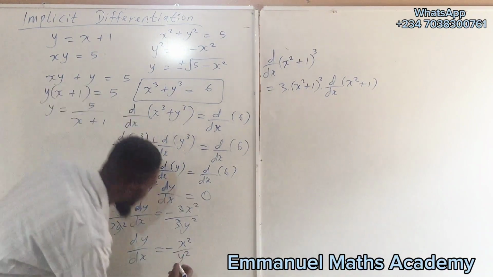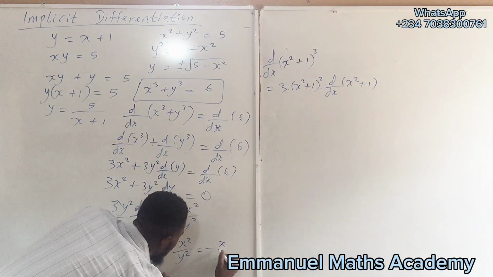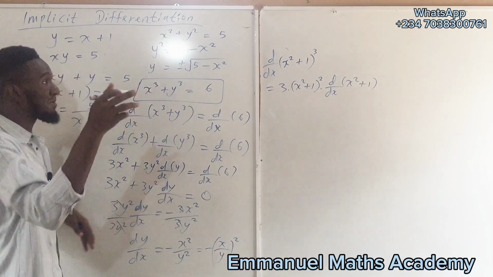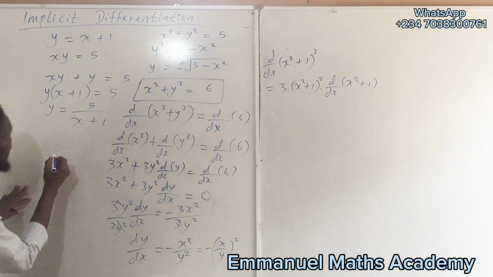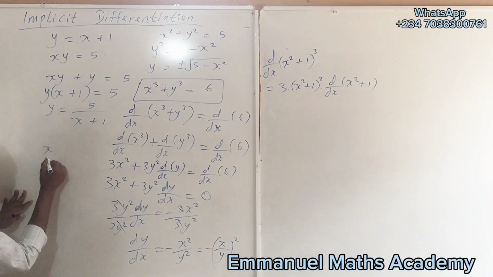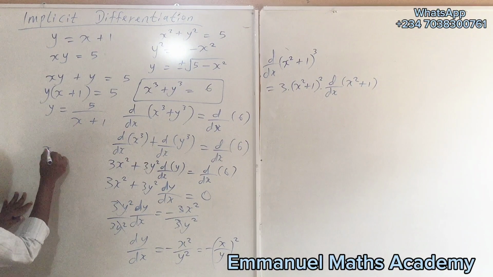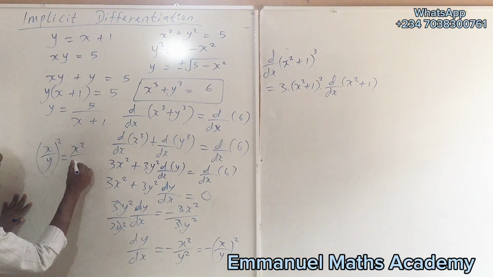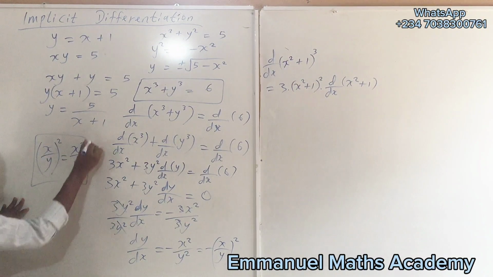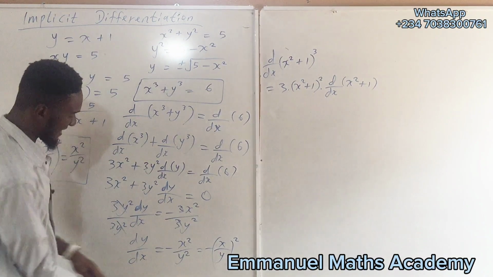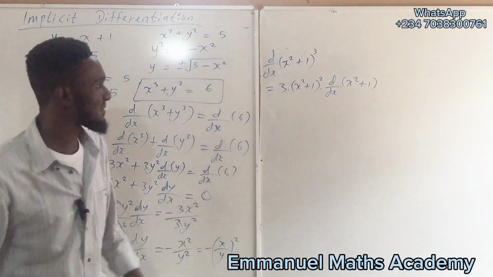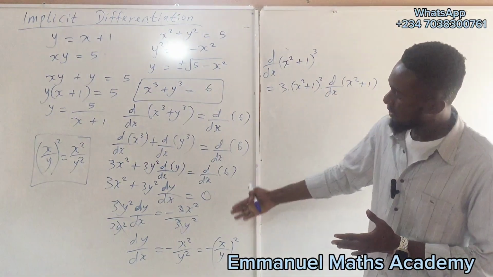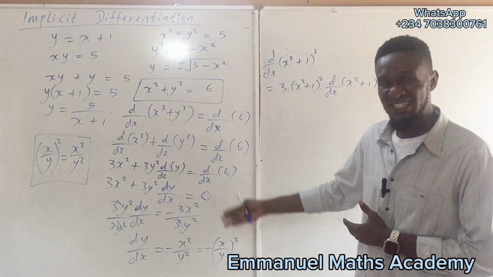You can even express this as minus x over y, all power 2. Right? Because remember, your law of indices says that x over y raised to power 2 is equal to x power 2 over y power 2. So if you apply this here, you can leave your answer in this form or this form. It's still correct. Is that clear? So this is what we do in implicit differentiation.